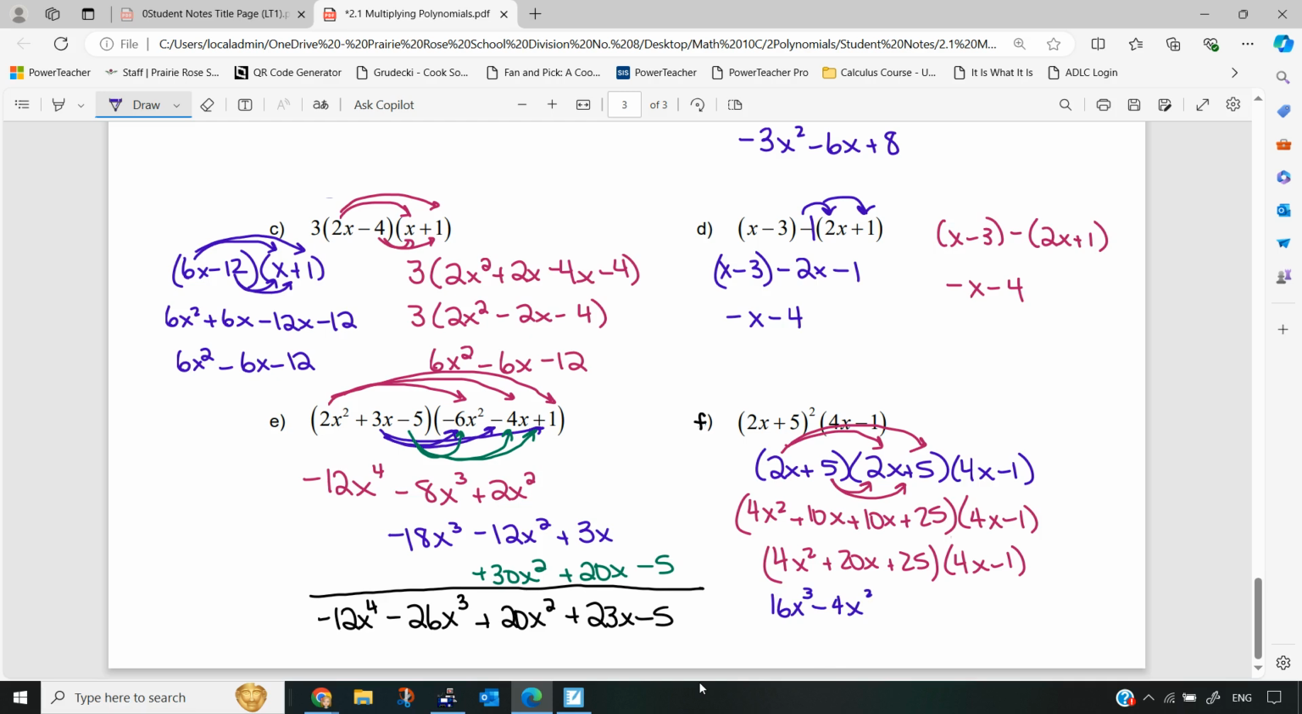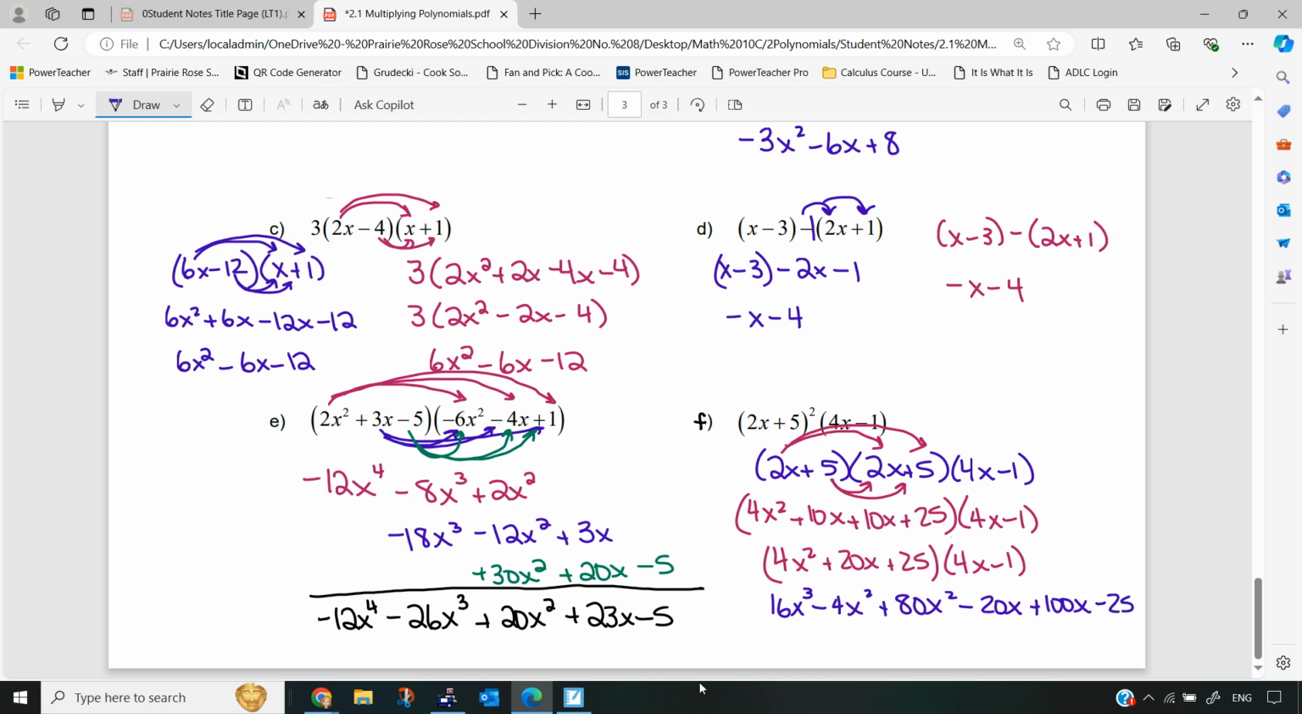20x times 4x is 80x squared. 20x times negative 1 is negative 20x. 25 times 4x is positive 100x. And 25 times negative 1 is negative 25.